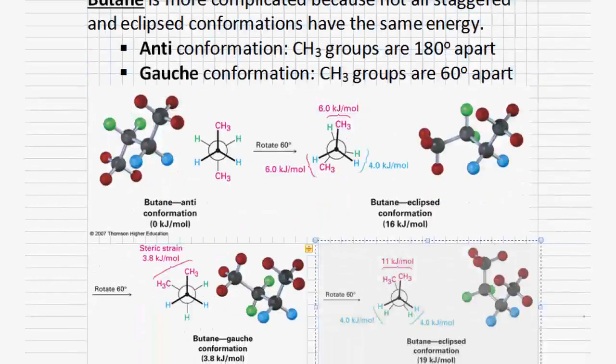Butane, though, is a little bit more complicated, because not all the staggered conformations are the same, and not all the eclipsed conformations are the same. Here's a representation, a picture of a butane molecule with a Newman projection next to it. Notice in our Newman projection, we're always looking down the carbon 2, carbon 3 bond. So the middle two carbons. On this Newman projection here, I have the front carbon going straight up and the back carbon going straight down.